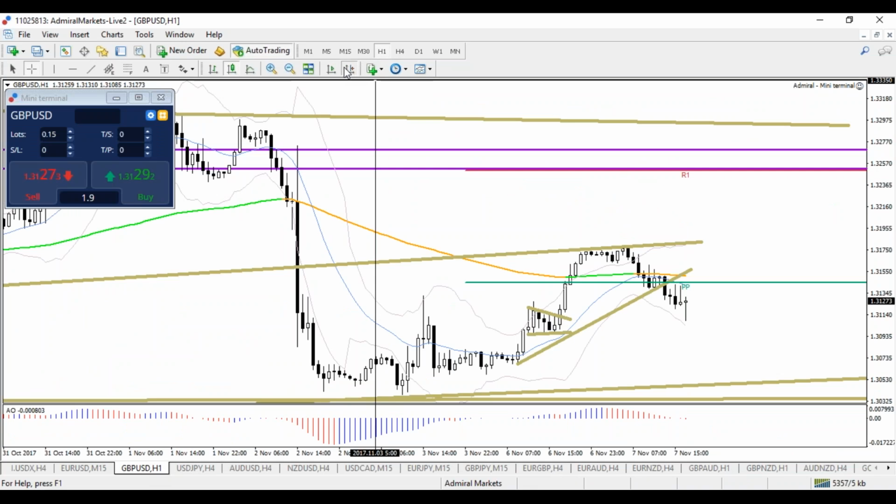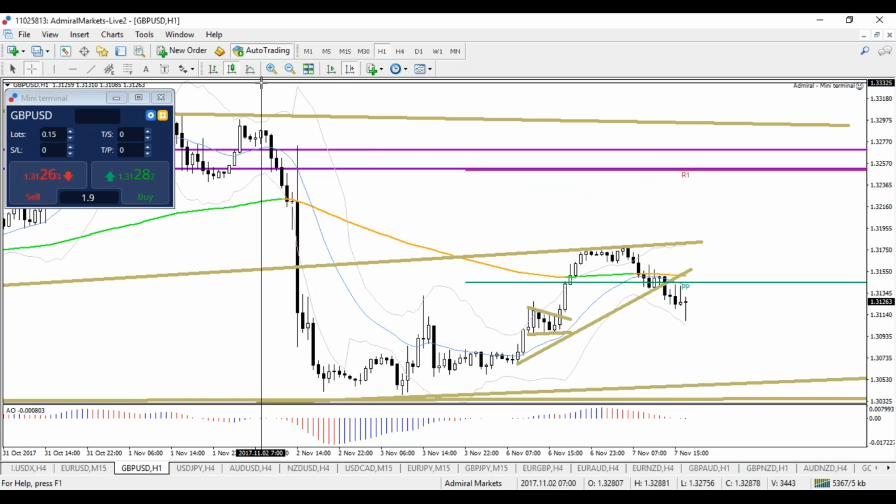All right, so just a couple of trade management thoughts from my point of view for these ideas that I have at least had this week.